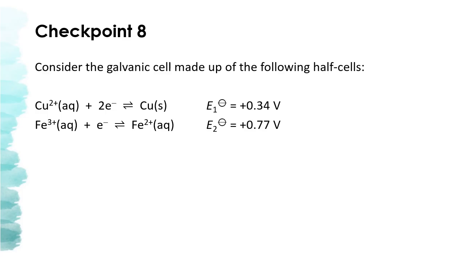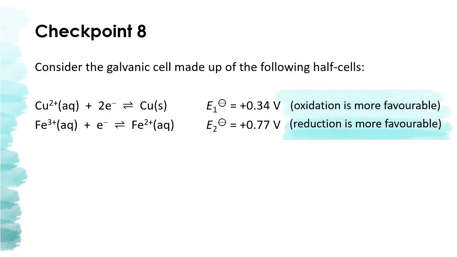We will now look at the galvanic cell that is made up of copper as well as aqueous ions of iron. The standard electrode potential values are given: plus 0.34 and 0.77. So Fe3+ will be able to oxidize Cu2+ because you can calculate the standard electrode potential of the galvanic cell, which is a positive value, which means that it is a spontaneous reaction.